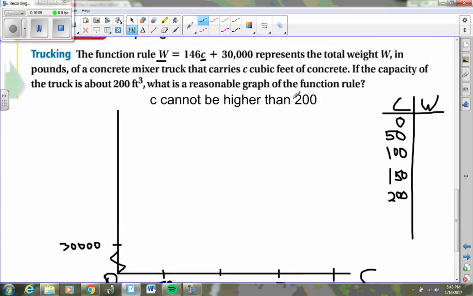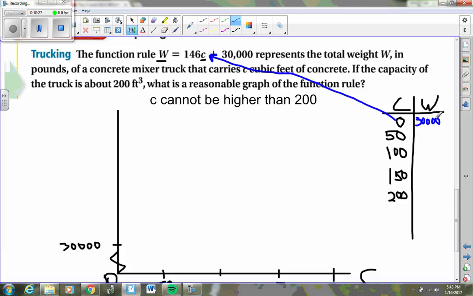Okay, so again, to find my W values over here on the right-hand side of my table, I need to take these C values and plug them back up into my equation up there. Okay, 0 should be pretty easy because 146 times 0 is nothing, so I add 30,000 and that's exactly what I have. So 0 goes with 30,000.